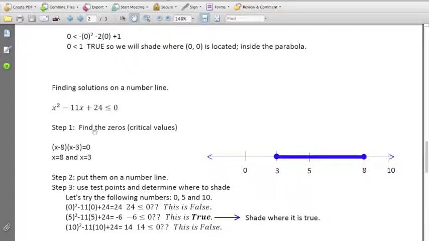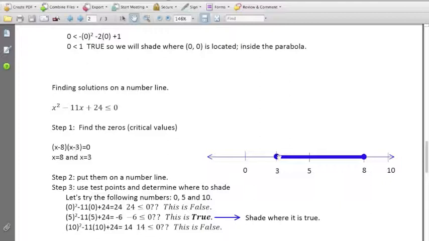So what I'm going to do is find my critical values, my zeros. I can factor that, or I can use the quadratic formula, however you want to do it. But they need to be either a whole number or a decimal, because I'm going to end up putting these things on a number line. This one's easy enough. I can factor it. 24 is 8 times 3, and that adds to 11. So you see it here: x is equal to 3 and x is equal to 8, by setting each of those parts equal to 0.